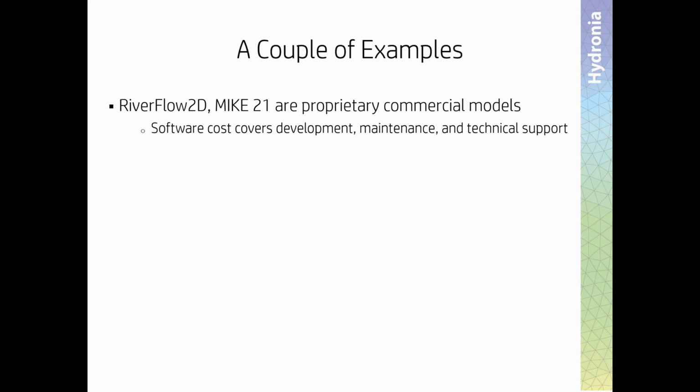Now, let me give you a couple of examples. First, proprietary commercial two-dimensional hydraulic models. In this case, RiverFlow2D is our own Hydronia model. Mike 21, the DHI model, is a well-known model. There are many others, but these are only two of them. These proprietary commercial models are paid, so you need to pay to get a license. The license cost covers the development, the maintenance, the technical support, and other aspects of the continuous development that this software usually has over time.